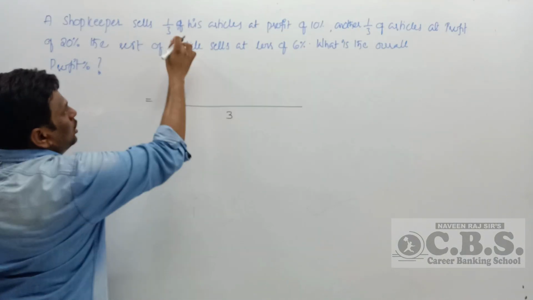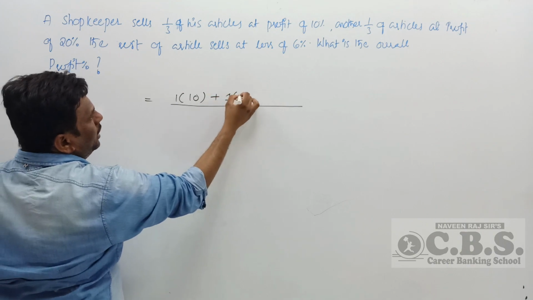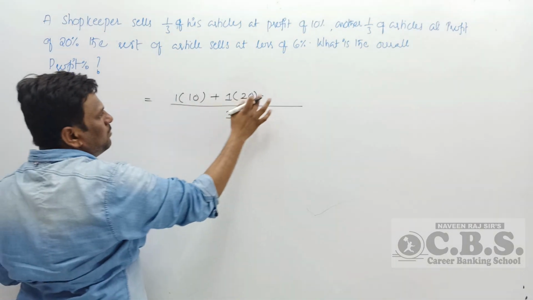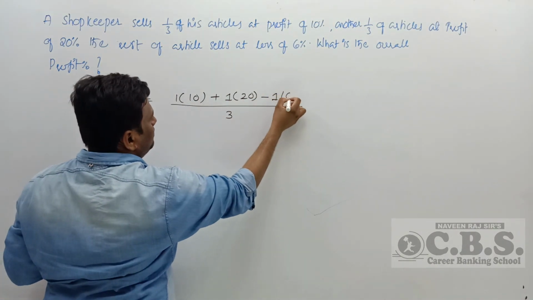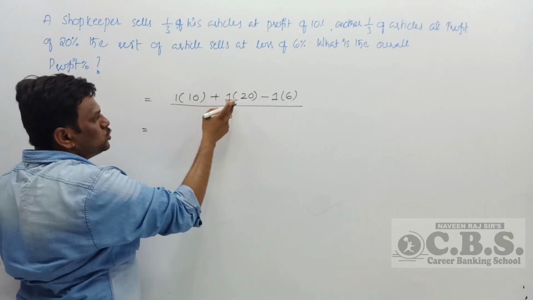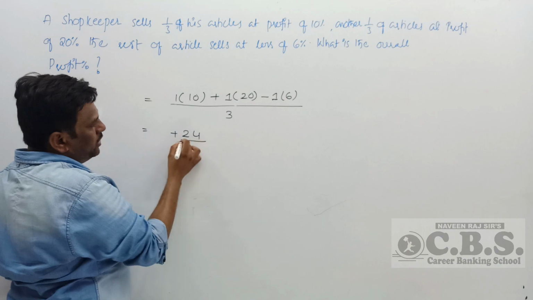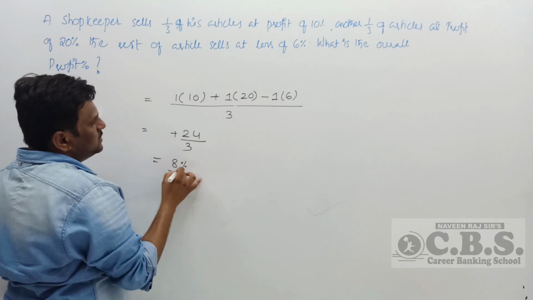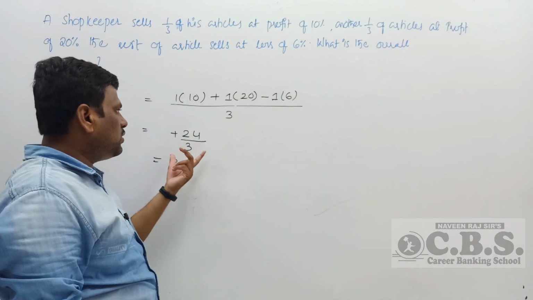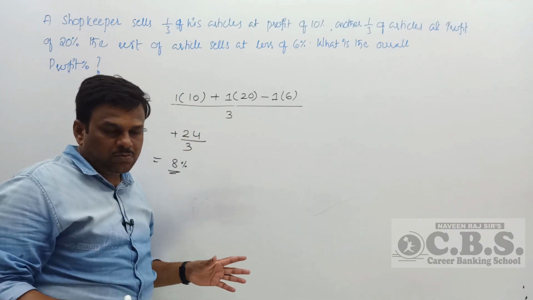Out of three, one article at a profit of 10. Again one third, at what profit? 20. Out of 3, 1 and 1 are completed, the other 1 is left. Loss means the indication is minus. Therefore 10 plus 20 is 30, 30 minus 6 is 24. So plus 24 divided by 3, your answer is 8%. Nothing but what? 10 minus 6 gives you 4, 20 plus 4 gives 24, plus 24 divided by 3. What's the answer? 8% is the overall profit percentage.